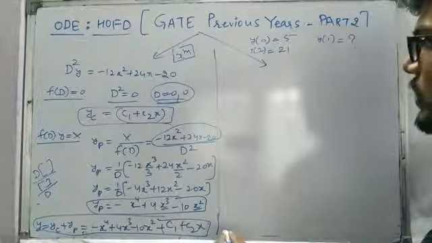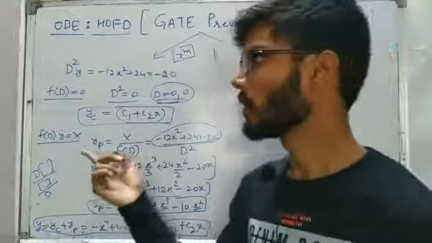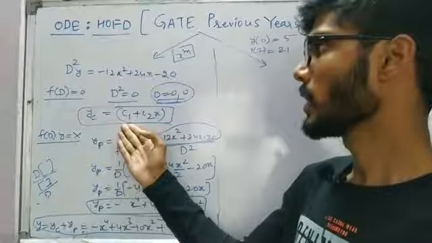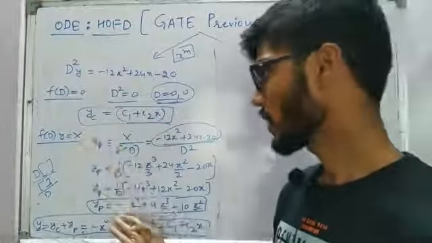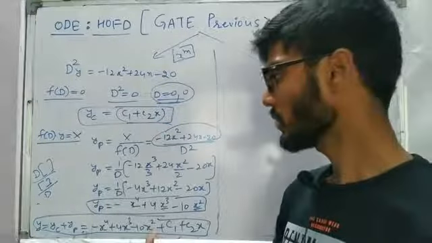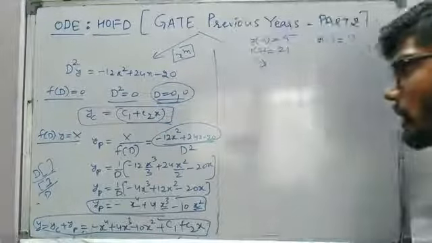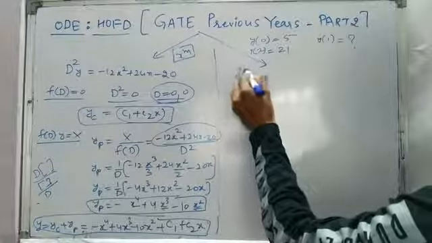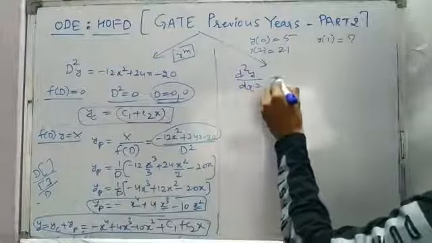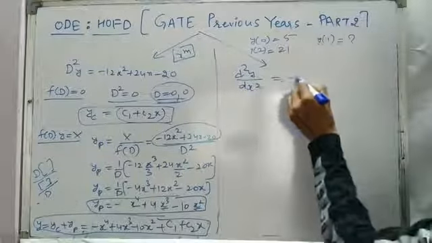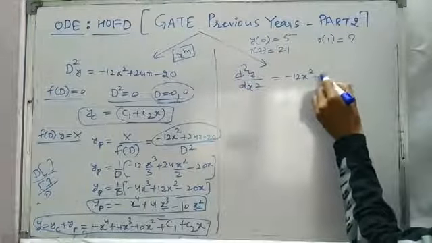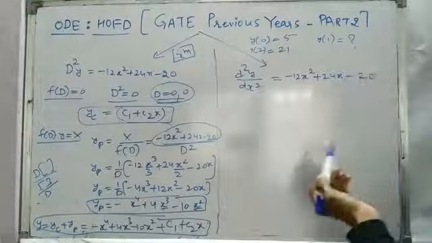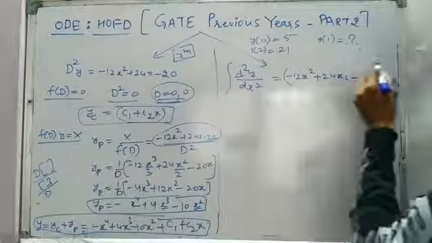But instead of doing this much, because we have to keep in mind the complementary function, and then we'll have to apply the particular integral concept, and then we are going to end up with the y part. So instead of doing that, just make use of the direct concept that d2y by dx2 is nothing but minus 12x square plus 24x minus 20. So integrate directly both the sides.